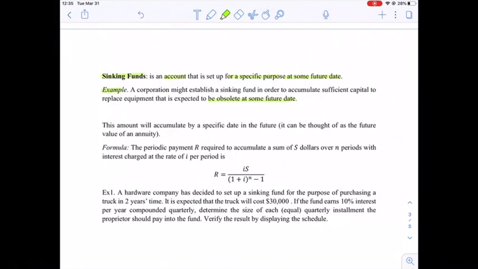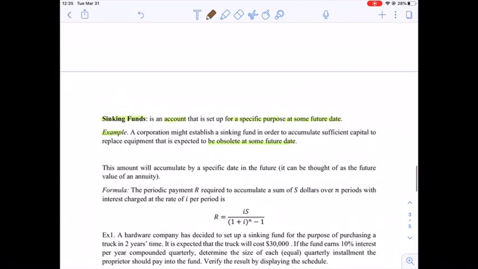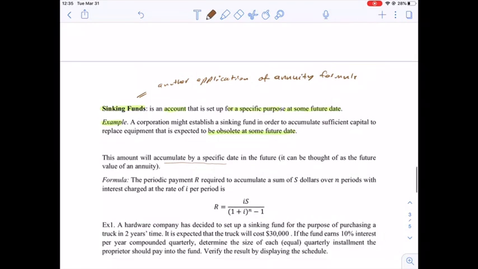Now the amount here, so this is another application. Sinking funds are another application of the annuity formula. This amount will accumulate by a specific date in the future. It can be thought of as the future value of an annuity.